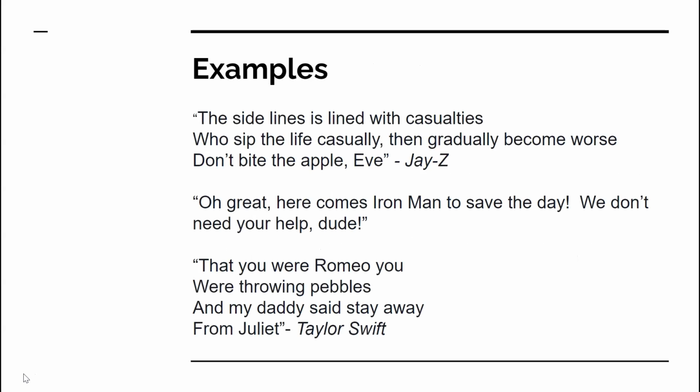So here are some examples. The first: "The sidelines is lined with casualties who sip the life casually, then gradually become worse. Don't bite the apple, Eve," from Jay-Z. Our allusion there is "don't bite the apple, Eve." He is making a reference to the Bible, to an early story in the Bible. And what he's really trying to emphasize there is that people should resist temptation. He's trying to make that idea clear.